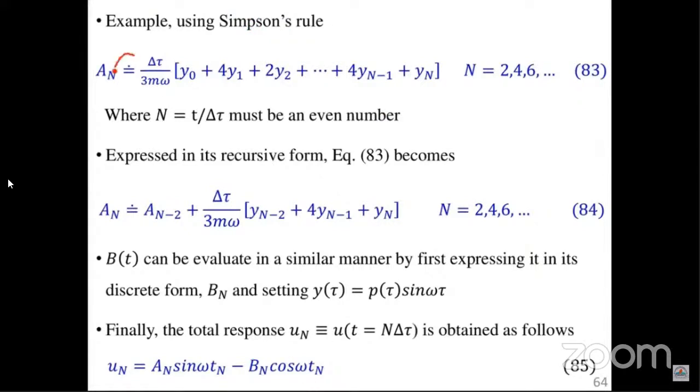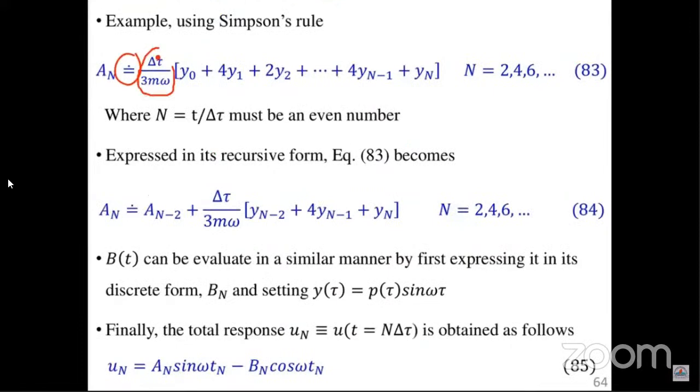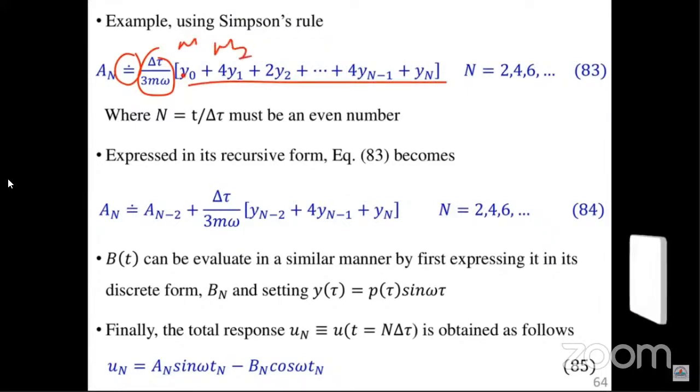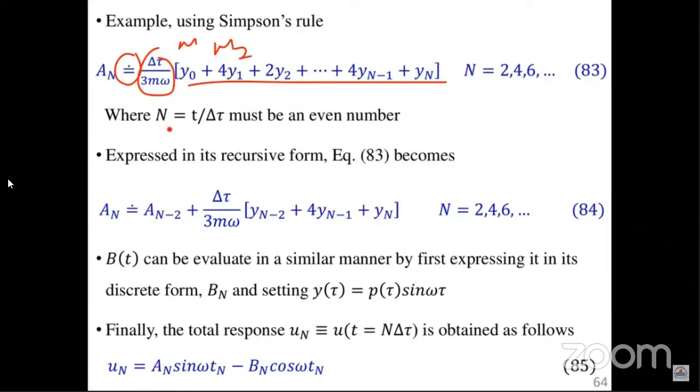We have, again, this symbol, which means almost equals to. Of course, remember this part here. We have delta tau over 3m omega, these are constants, and then you have these that are the ordinates. Remember the weighting function, we have m1 and m2 as the weighting function. This is 1, 4, 2, 4, 2, 4, and the last one becomes 1. So n is equal to 4, 6, it's even. Where n is the number of divisions, which is equal to the total time divided by the time interval that you have chosen, must be an even number for Simpson's rule to be applied.